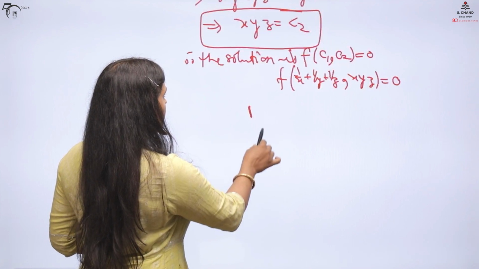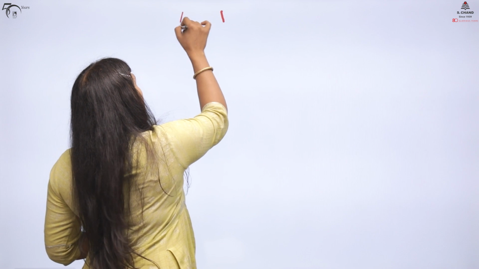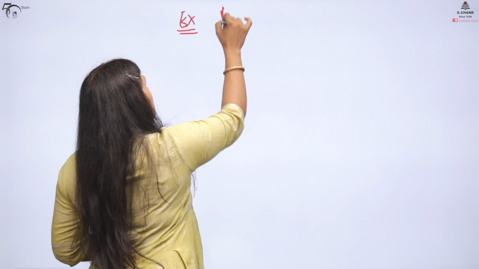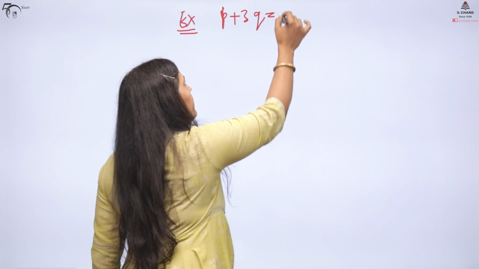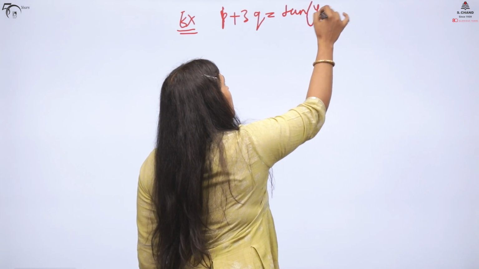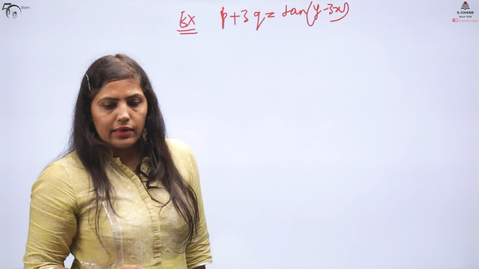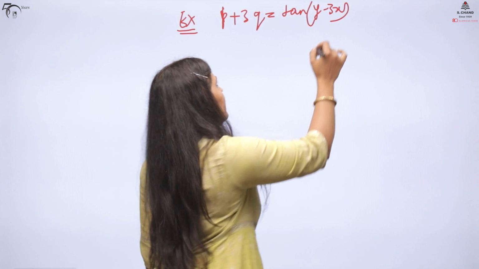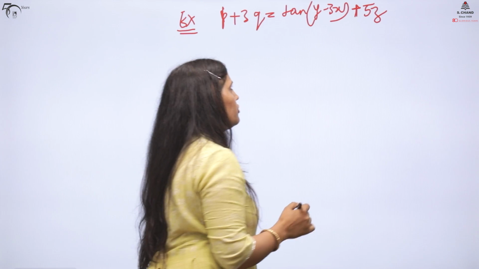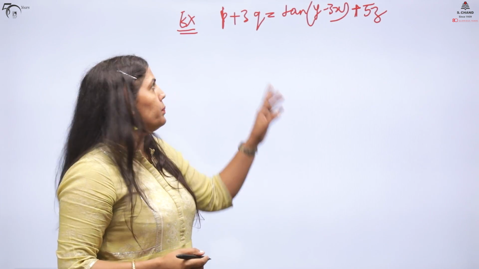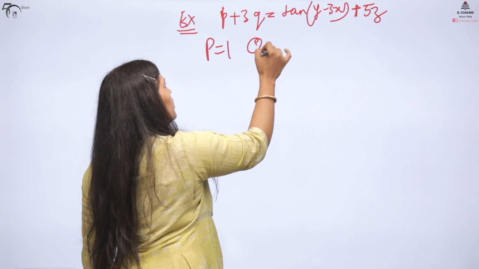So one more example on this method, and the example is p plus 3q equal to tan of y minus 3x. So it looks a little difficult, but let's see how to proceed for the solution of this type of equation. So P and Q, it means my capital P is 1 and capital Q is 3.